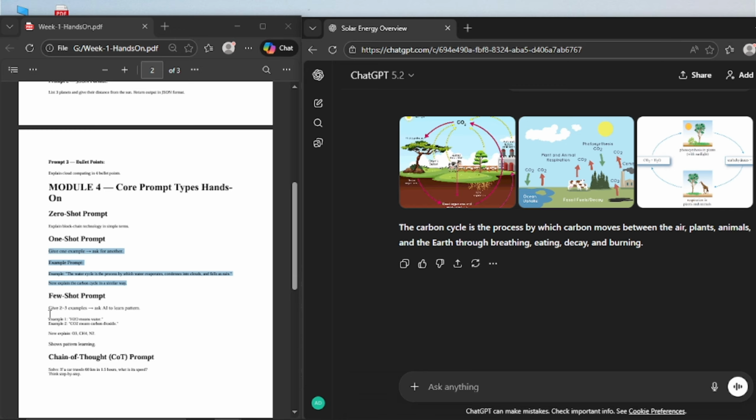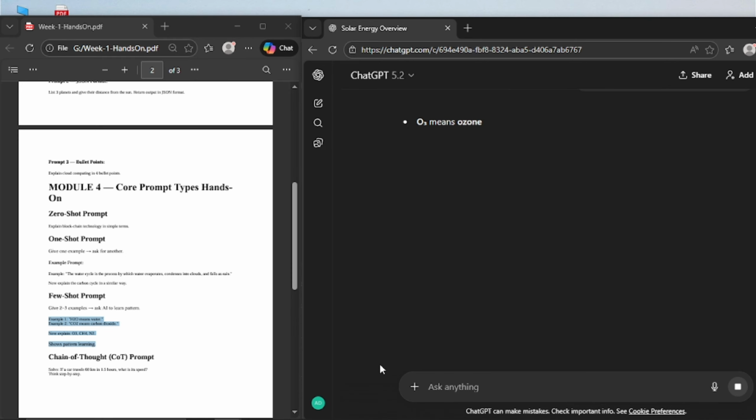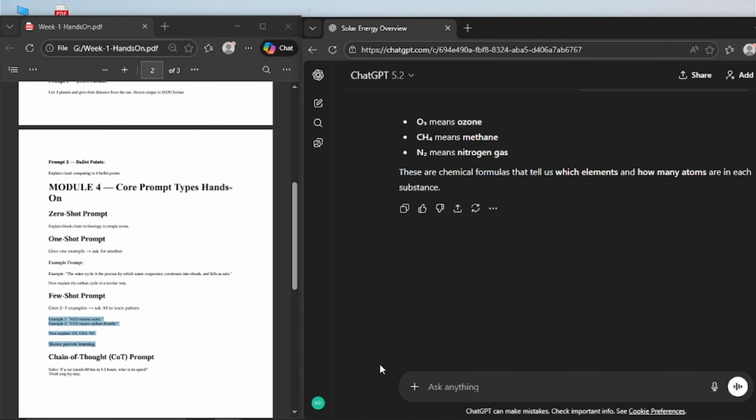It just copies the example that you have given to ChatGPT. Now a few shot prompt. You give ChatGPT two examples, and then you ask it to give you an answer based on the previous two examples. The first is H2O means water, CO2 means carbon dioxide. Now explain O3, CH4 and N2. It's very simple, just three lines. O3 means ozone, CH4 means methane, N2 means nitrogen gas.